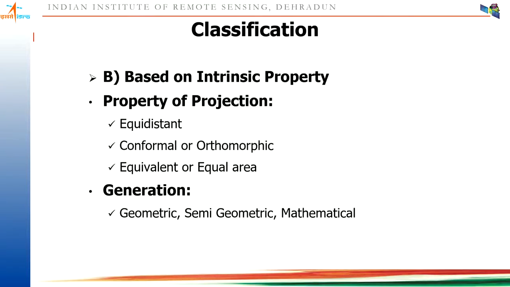Property of the projection, based on the intrinsic: equidistant, where the distance will remain the same; conformal, where the shape will remain the same; and equivalent area, where the area will remain the same. And generation-wise, it is geometric, semi-geometric, and mathematical. Geometric depends totally on the geometry, semi-geometric is where equations can be used, and mathematical depends totally on mathematical equations.